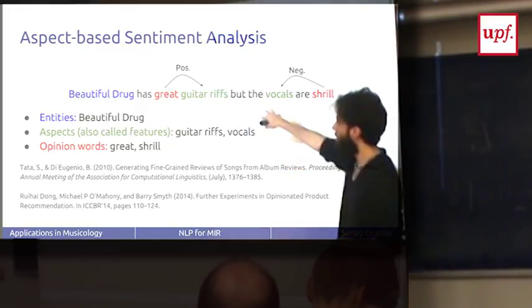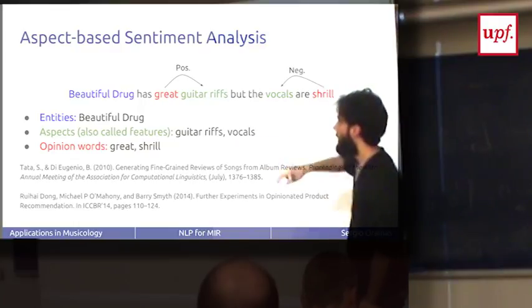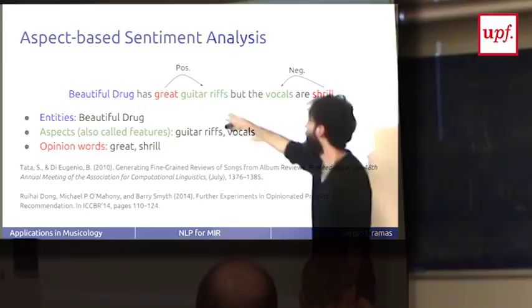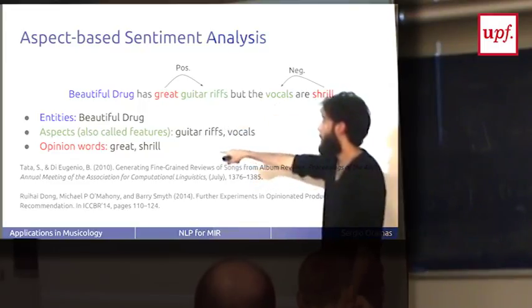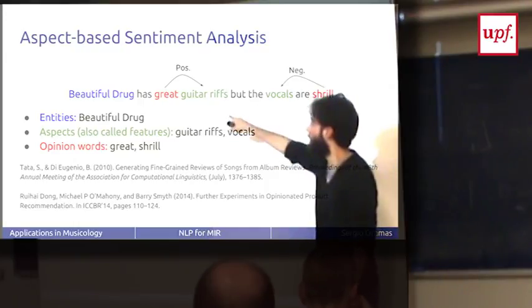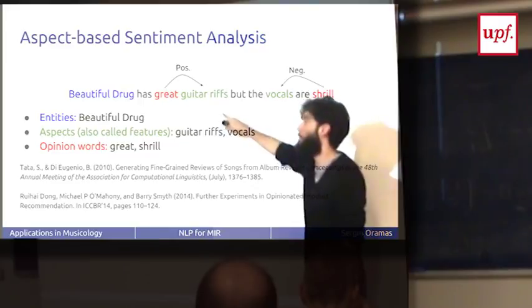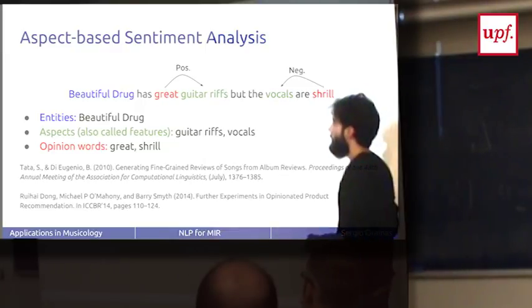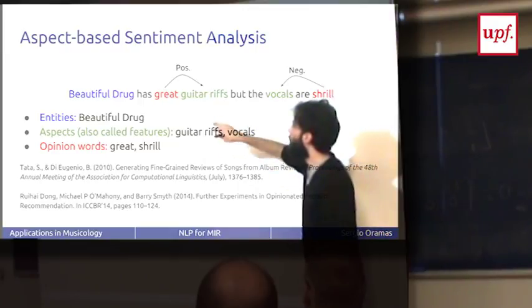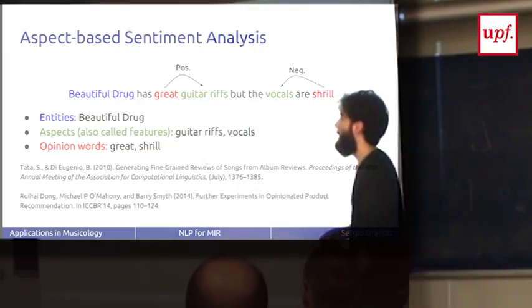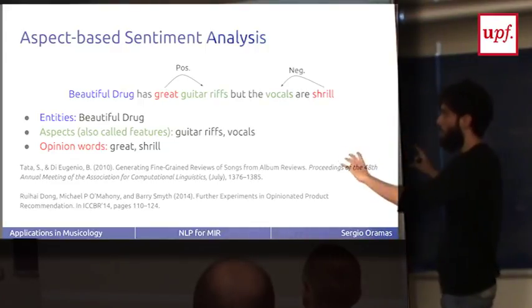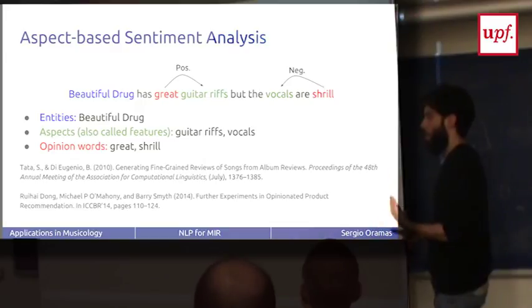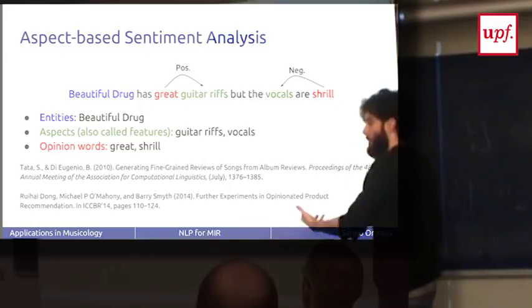So this is what it does. The idea is that in a sentence we're going to have entities. We're going to have aspects, which are features described in the text, like guitar riffs and vocals in this example. And we're going to have opinion words, like great, shrill, so great guitar riffs. This is an opinion word referring to this aspect, guitar riffs. And all this refers to this entity, Beautiful Drug, and it's a song. So what we did is to do that on all the reviews and get all the aspects and the opinion words and give a score. At the end, for a review, we have a set of aspects, like guitar, vocals, sound, whatever, and a score between minus one and one for each of them, saying how positive or negative the review is about this aspect.